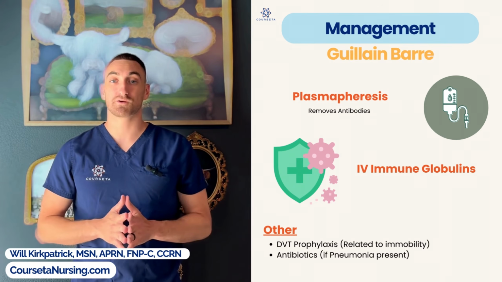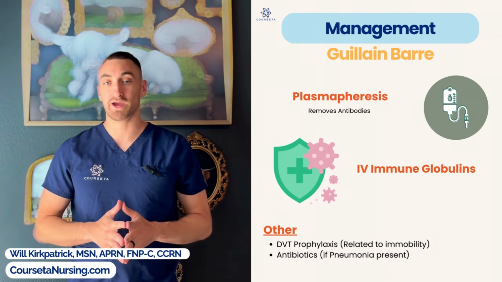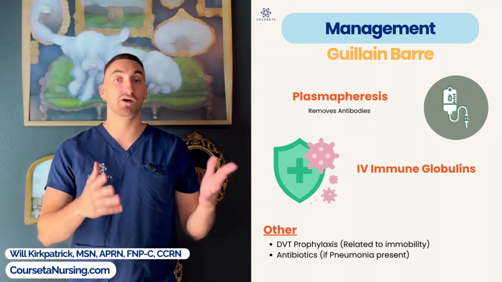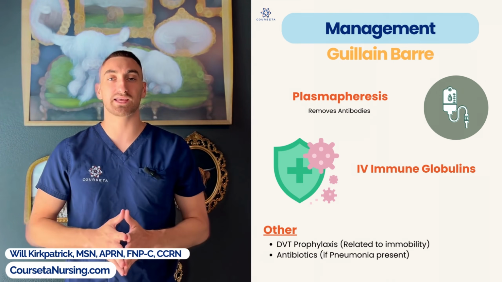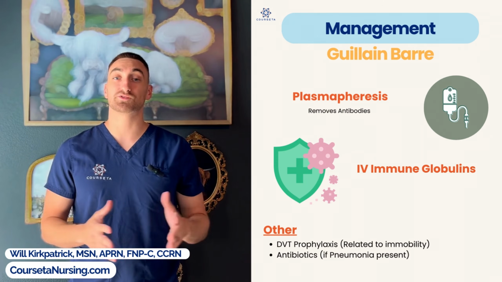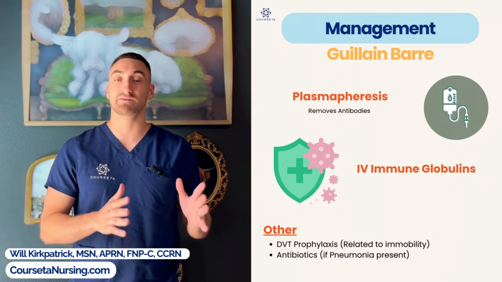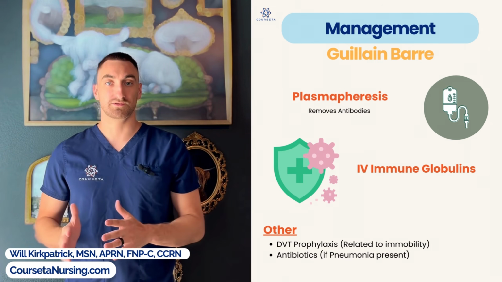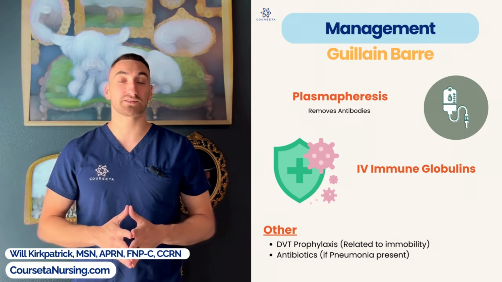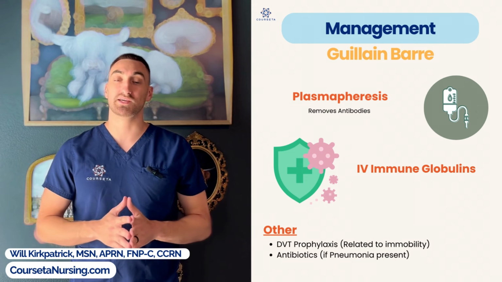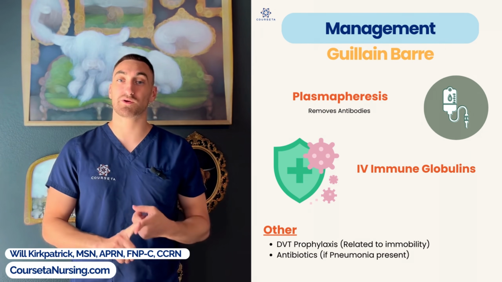So we're going to finish this course up with the management of Guillain-Barré. So the primary treatment for this is also plasmapheresis because once again, it removes those antibodies attacking the peripheral nervous system. Another common treatment that these patients will get is IV immune globulins. And since these patients are typically completely paralyzed and they're immobile, they're at risk for DVT. So we're going to give them DVT prophylaxis medications such as a heparin or a Lovenox.